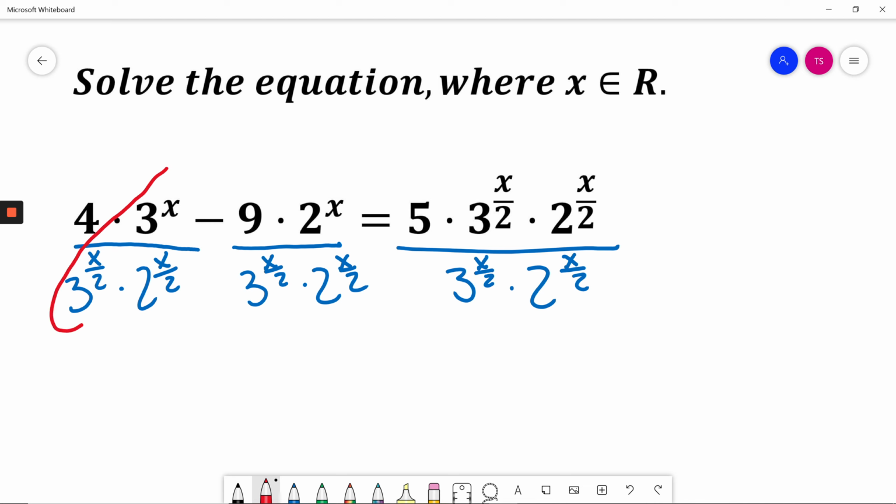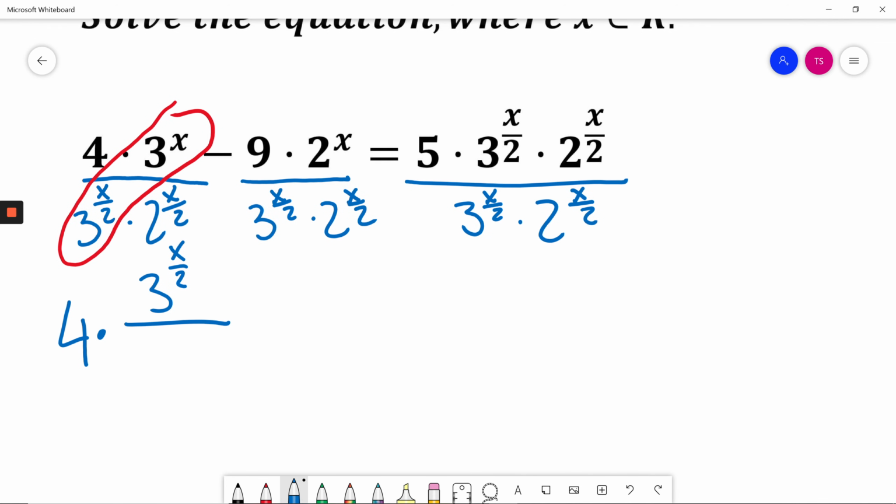Now that part, 3 to the power of x divided by 3 to the power of x divided by 2, that becomes quotient rule, because I have the same base and division. I subtract powers. 3 to the power x minus half of x is just half of x. So this will be 3 to the power x divided by 2. 2 to the power of x divided by 2 stays in denominator.